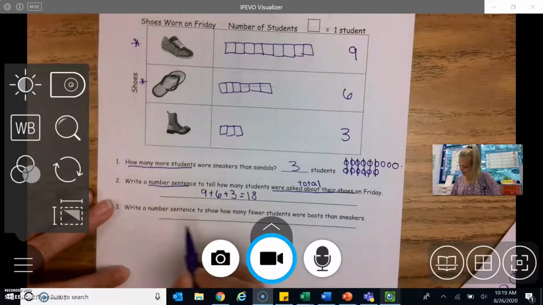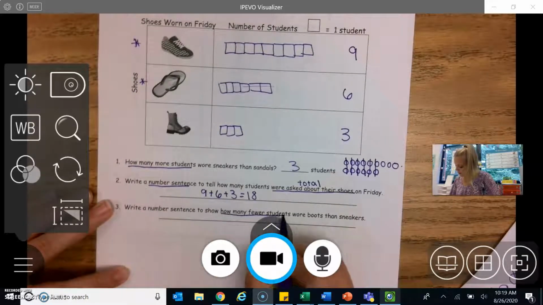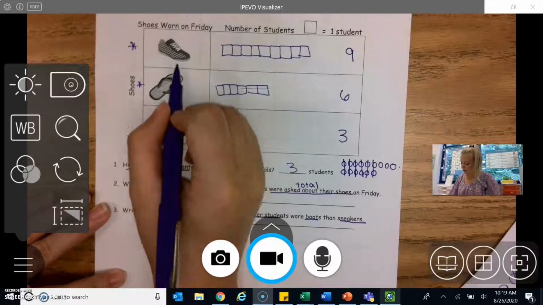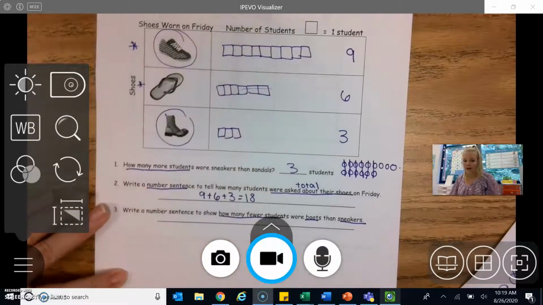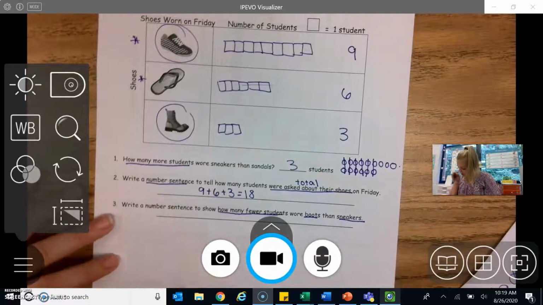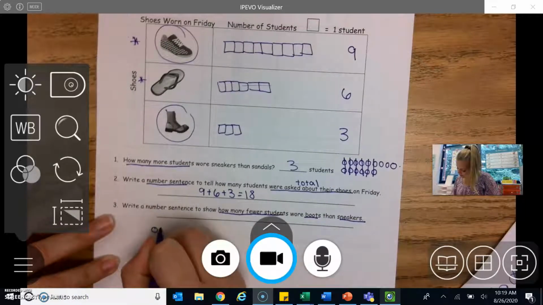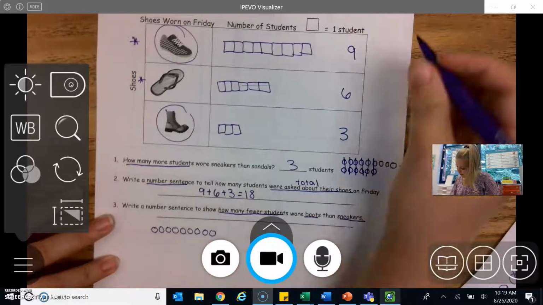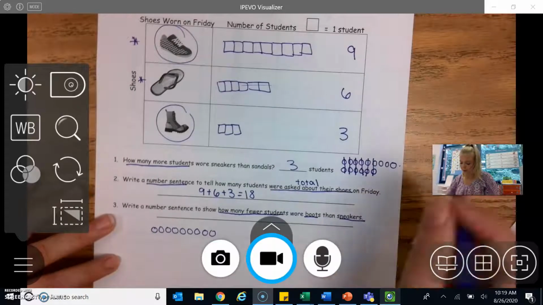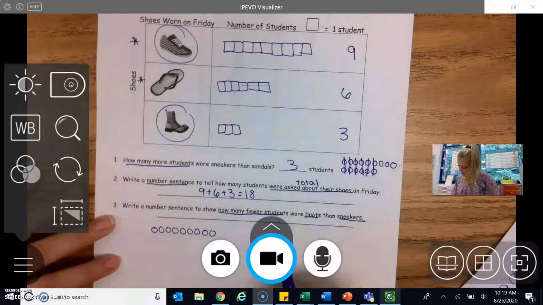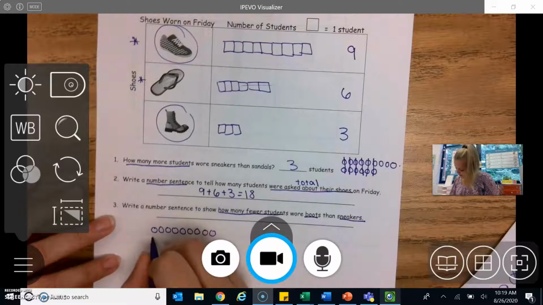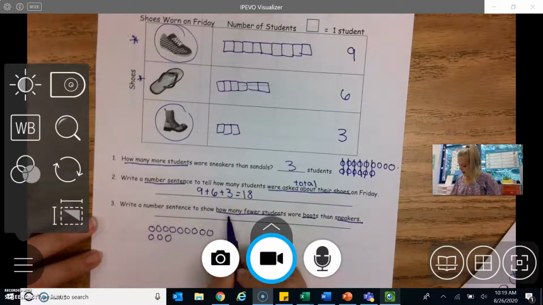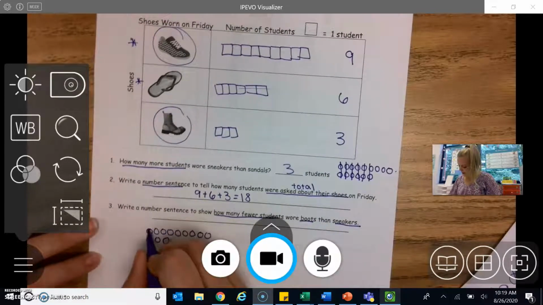Write a number sentence to show how many fewer students wore boots than sneakers. So we're going to do boots and sneakers, okay? So let's start off by drawing my circles. Sneakers got 9 votes. 1, 2, 3, 4, 5, 6, 7, 8, 9. And then let's do boots, got 3. Boots got 3 votes. We want to know how many fewer students wore boots than sneakers.